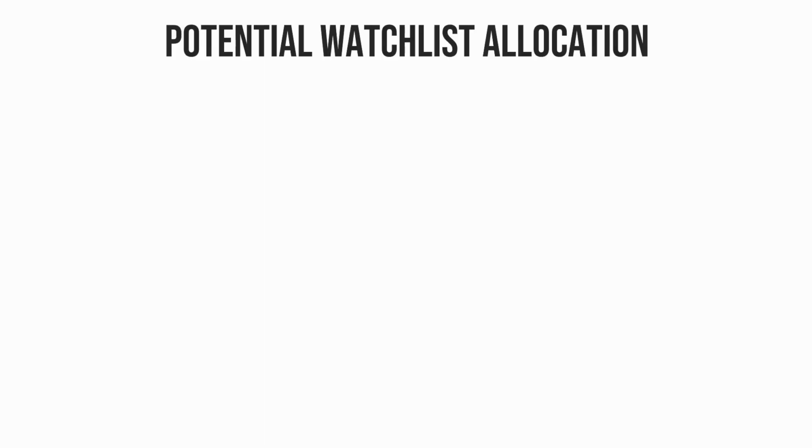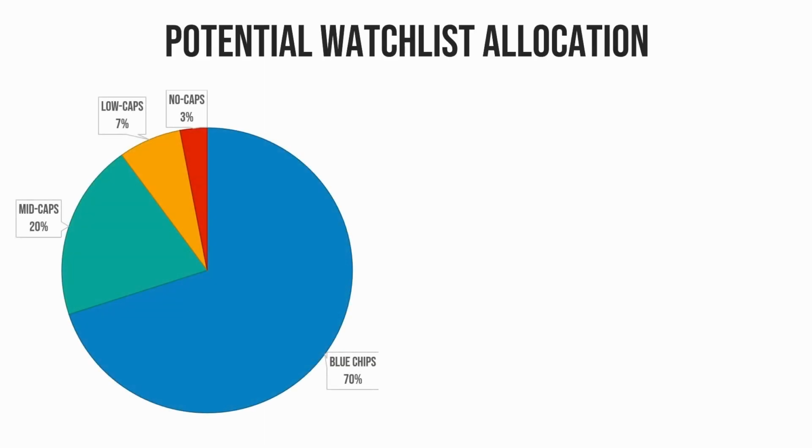All right, so when it comes down to watch list allocation, there are some things that I think we should address here. Now, everyone's going to have a different number when it comes to what they think you should allocate for your watch list. Our numbers are here. Okay, so we think about 70% for blue chips, 20% for mid caps, 7% for low caps, 3% for no caps. And what we mean by no caps, we're going to explain that in a second.